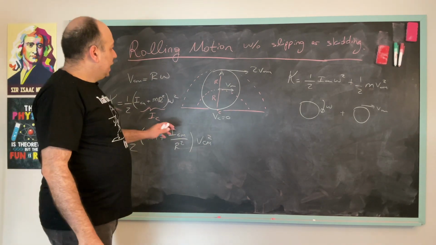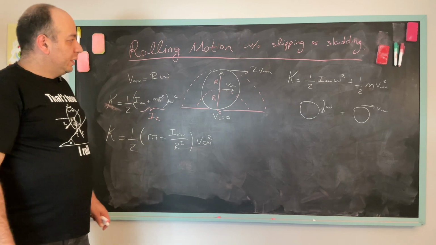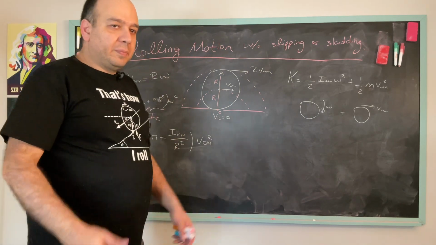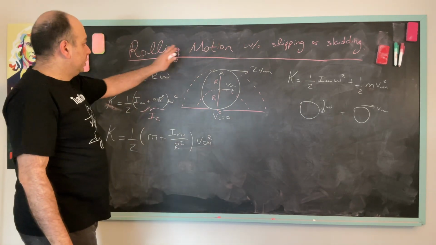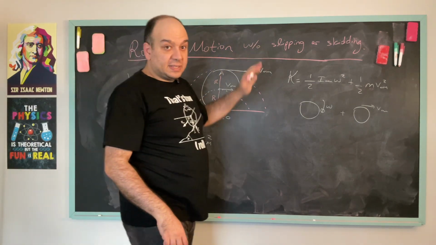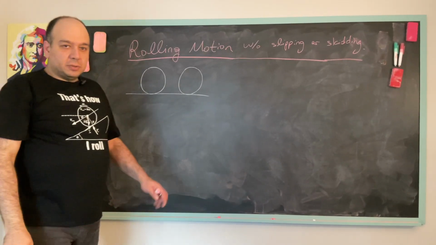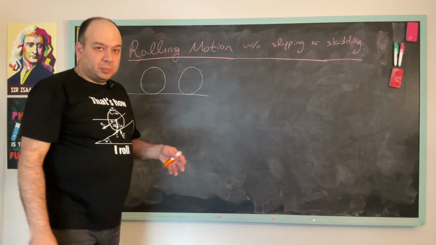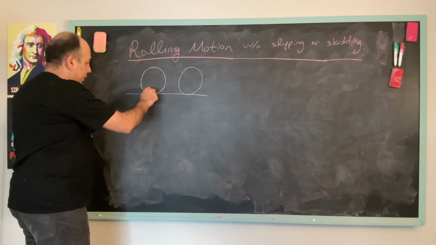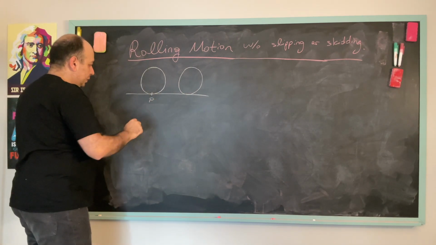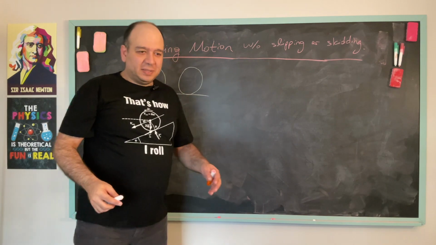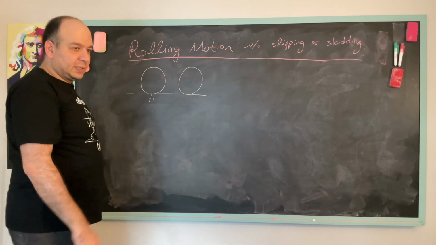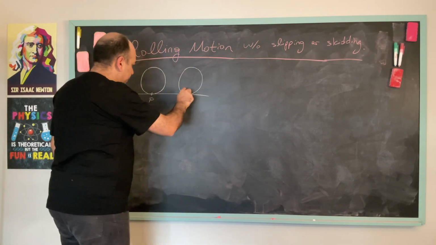Okay, so now we will move on and see a little bit more mathematical detail about the rolling motion without slipping. Now I want to do something a little bit more mathematical. Actually, it's still physical, but I'm going to use a little bit of differential calculus.